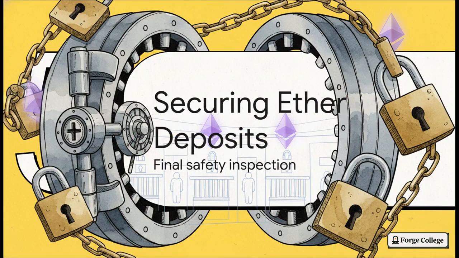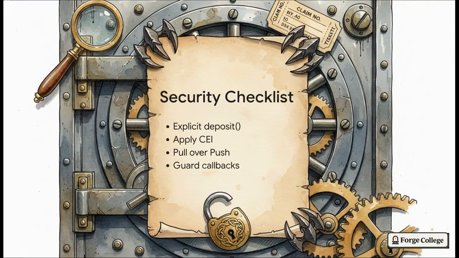Section 5. Securing your Ether deposits. Final safety inspection. Okay, we've reviewed the blueprints, we've installed our locks, so before you start coding, let's do a final safety inspection. In the Advanced Applied Solidity development programs at Forge College, our students learn to absolutely live by this checklist. 1. Validate explicitly by using dedicated deposit functions. 2. Always apply checks-effects-interactions.